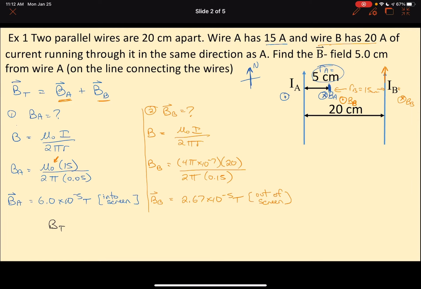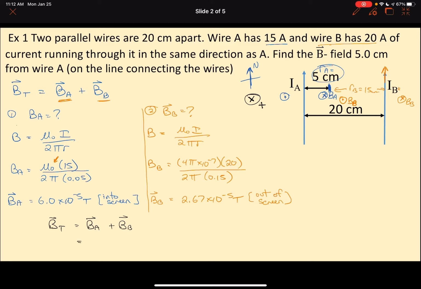B total then is just BA plus BB. Again, these things are vectors. We've got to include any vector directions here. I'm going to say into the screen, into your device's screen, is the bigger force. So I'm going to say this direction is my positive direction, if I can say it like that.